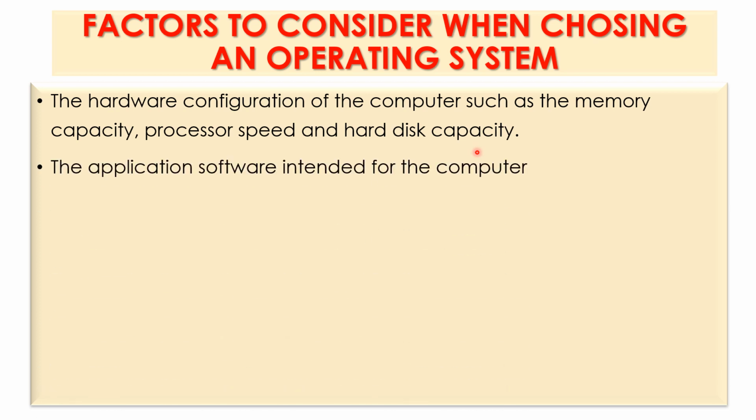Another factor is application software intended for the computer. Remember, in your computer, you use applications. So what applications do you want to use in your computer? Yes, you have a computer, but what applications do you want to use? The applications that you would like to use are the ones that are going to drive you to say what operating system do I need to put in my computer?